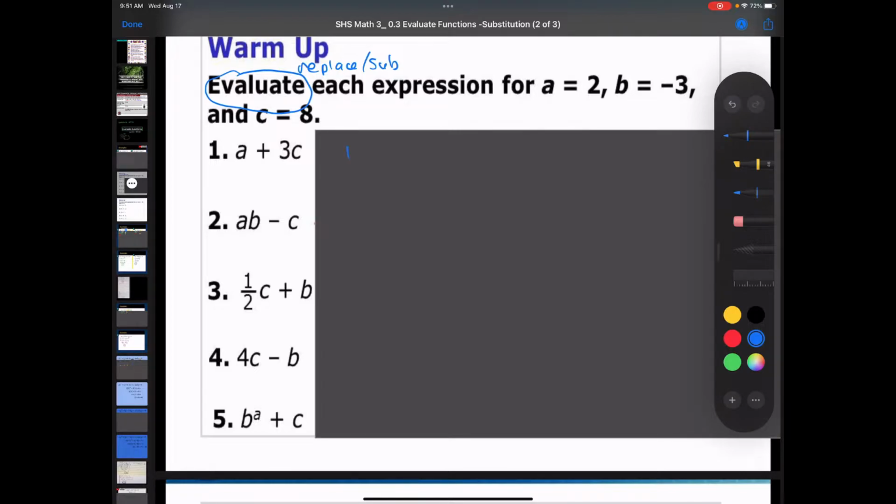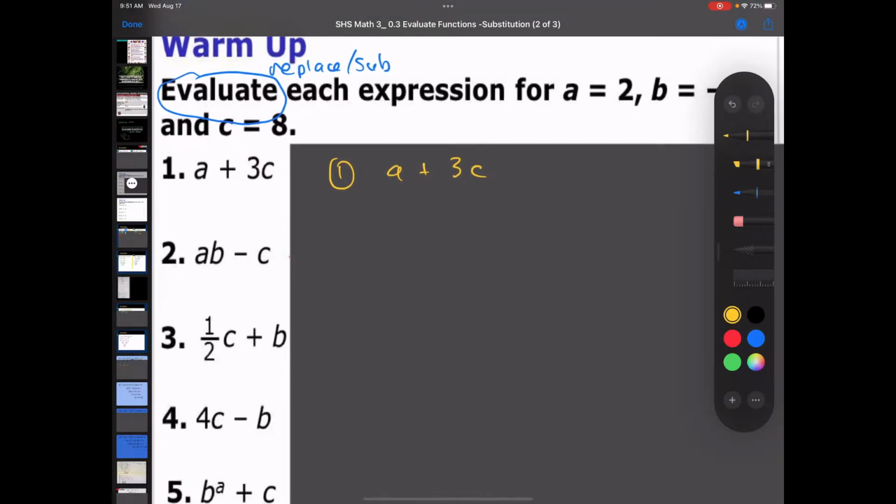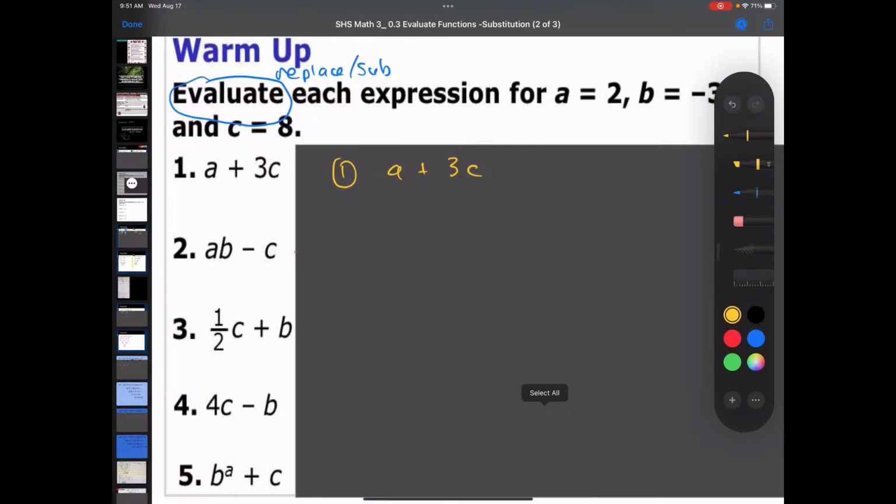So question number 1, I'm going to rewrite the problem. Blue doesn't show up well, sorry. Let's try yellow. Question number 1, a plus 3c. And you'll notice that in the beginning they gave me 3 letters, but I only have 2 variables, so I don't need to use the variable b.